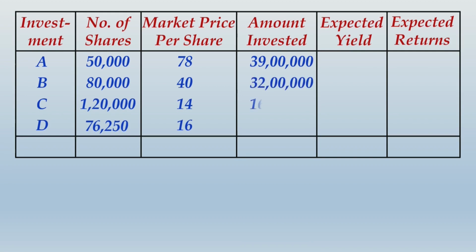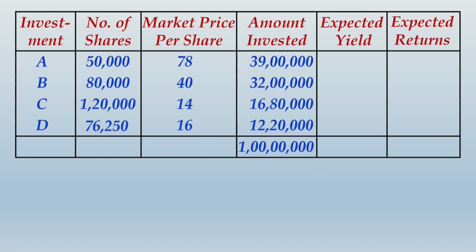And do you know, the column that I am currently dealing with, that is amount invested, is the product of the number of shares and the market price per share. So how much money has been invested in each individual security has been found as the product of these two columns, and when you take the total of amount invested, it comes to exactly 1 crore.